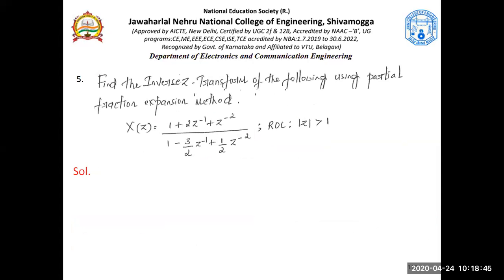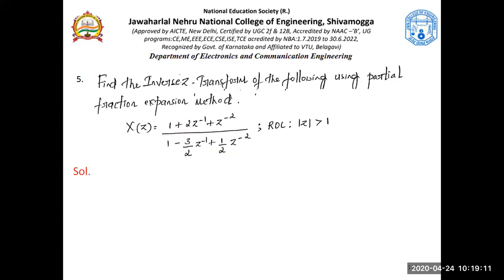Now, let's see this problem. How is this problem different from the problems that we have seen so far? In the problems that we have seen so far, nowhere was X of z given with negative powers of z. But here it is given with negative powers of z. So we need to first get this into positive powers of z.